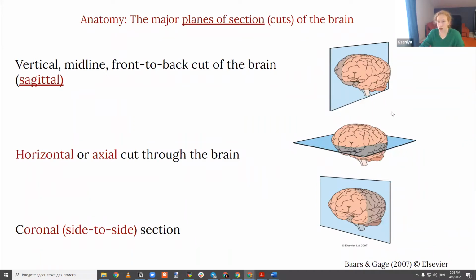The middle figure shows a horizontal or axial cut through the brain, and a series of horizontal cuts goes from the top to the bottom, so from here to here. And the lower figure shows a coronal or side-to-side section, a series of coronal sections named for its crown shape. We'll go from the forehead to the back head like a salami slice. And coronal section shows both hemispheres in cross section.